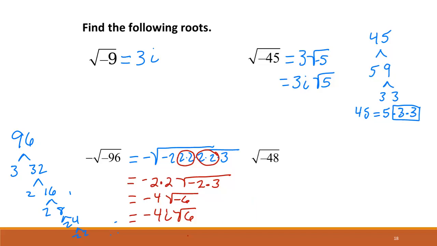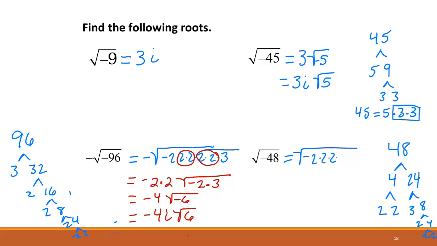And again, 48 is also not a perfect square. So I'm going to divide by 4. 4 is not prime, so that can factor to 2 and 2. I'm going to work this one the same way. That's the square root of negative. We have 1, 2, 3, 4, 5 2's, and we have a 3.